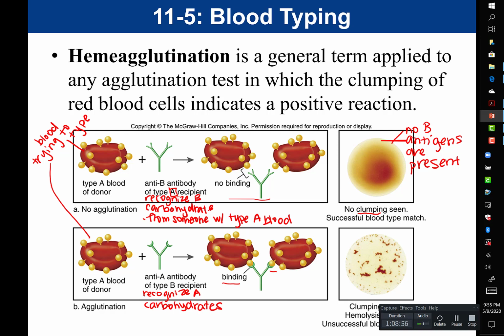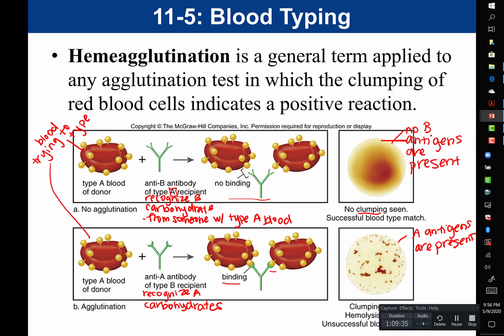When the antibody binds to those 2 red blood cells, because they have the corresponding antigen, notice that it brings those red blood cells together. It's what we call agglutination. We're getting clumping because that antigen is present. And so if we see this agglutination, that means A antigens are present.